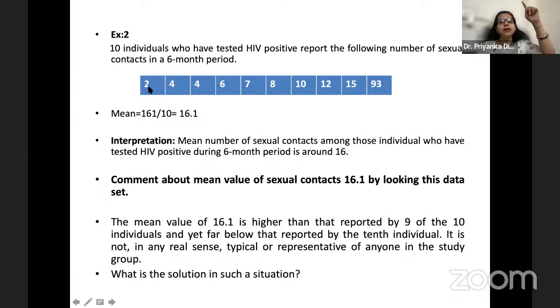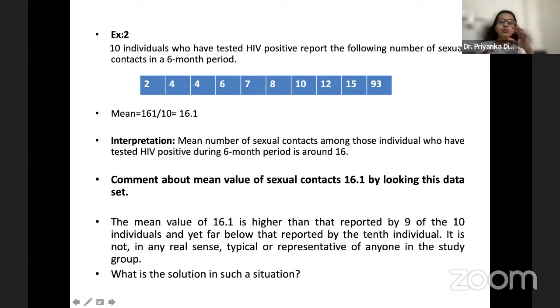At the fifth position, 1, 2, 3, 4, 5, we have the value 7. And then at the sixth position we have 8. I'm going to take an average of 7 and 8. 7 plus 8 divided by 2. How much will I get? 7.5. So what is my median? 7.5. Where is 7.5 lying? Between 7 and 8. And what is that part? The 7 to 8 part is the central part of the data set.